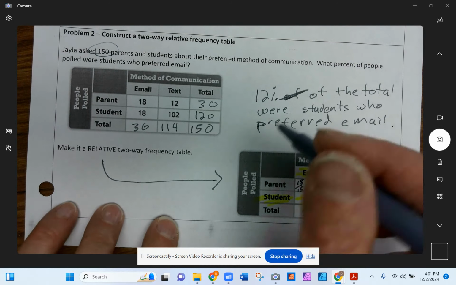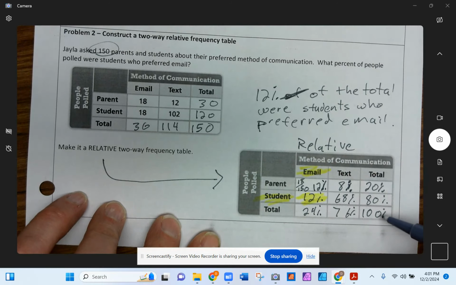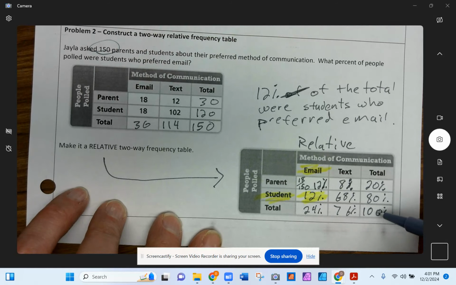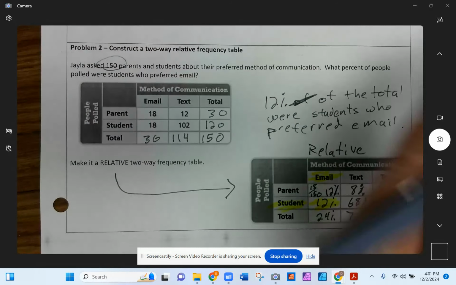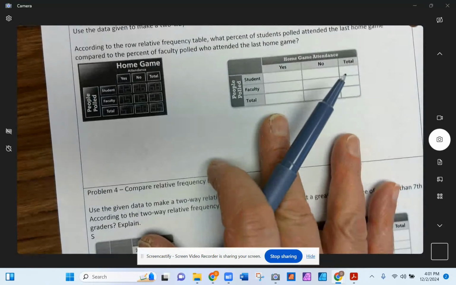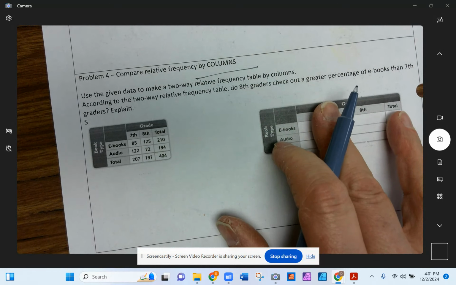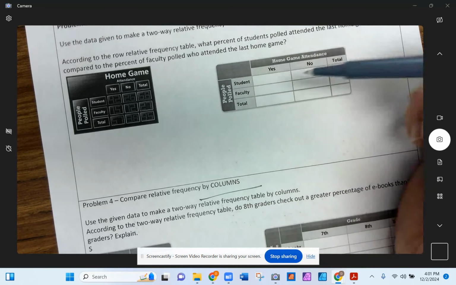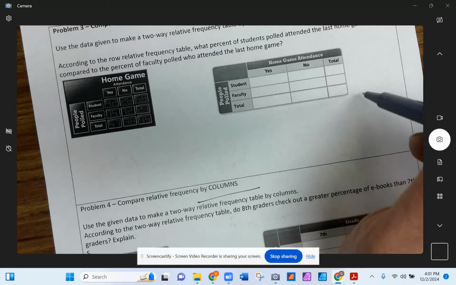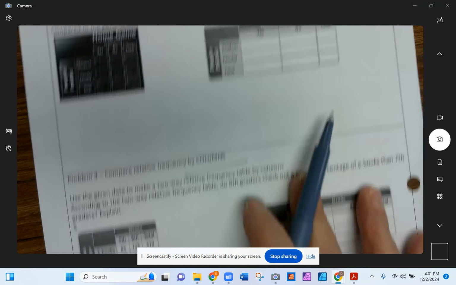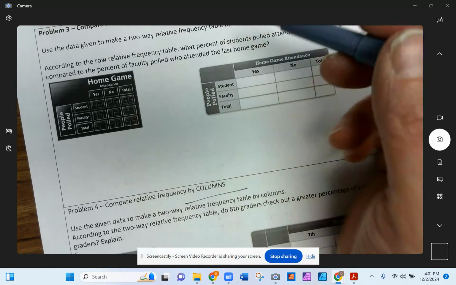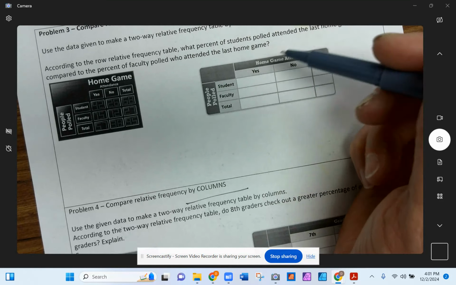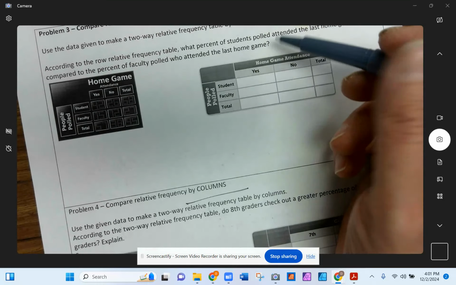Now this question right here is talking about the whole thing compared to the total, right? We're going to get a little bit more specific as we go here, and we're going to talk about just the rows, and then we're going to talk about the columns in our next questions, right? Use the data to make a two-way relative frequency table by row. Okay, so row is this way. Okay, column is up and down. Okay, so according to the row relative frequency table, what percent of students polled attended the last home game compared to the percent of faculty polled who attended the last home game?